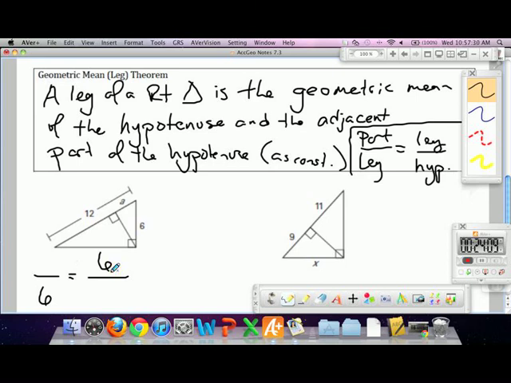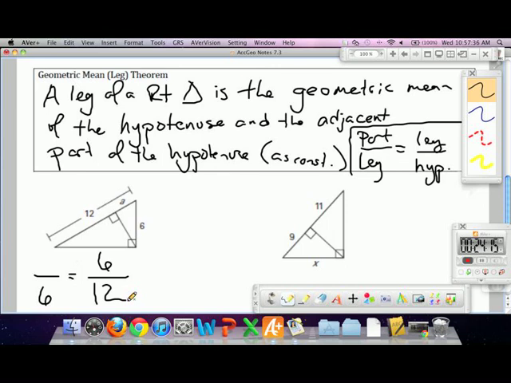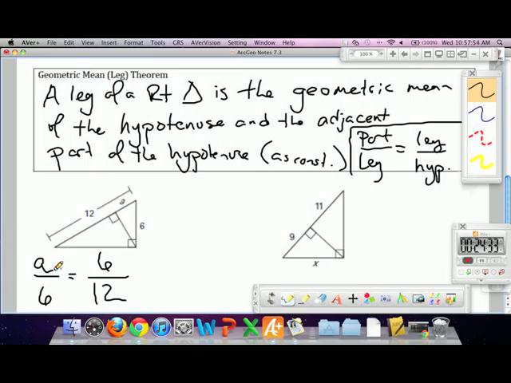What's the part? Now the part again is the adjacent part of the hypotenuse. Adjacent meaning touching this leg. So what part of the hypotenuse is touching this leg? This segment, which is length A. That's what we're trying to find. With this proportion, we can solve for A. Cross multiply and solve. In this case, you get 12A equals 36. A is 3.